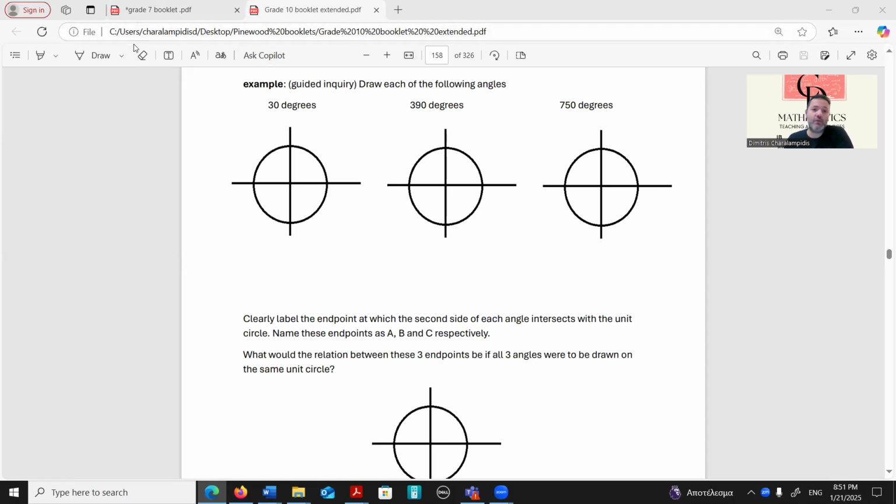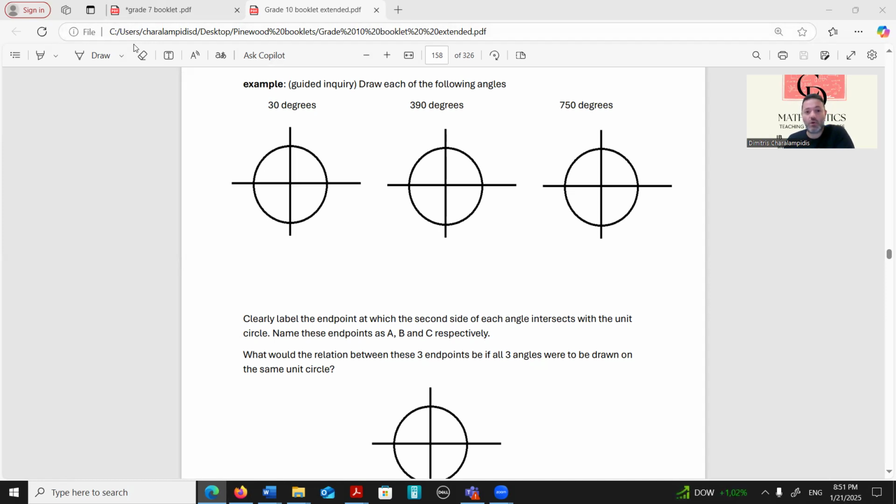On this video, we will see how we can expand our knowledge on finding trigonometric ratios of more angles, and more specifically of angles which are greater than 360 degrees and later on than 2 pi radians. And we will see the whole process through a guided inquiry I have created. So let's begin with it.